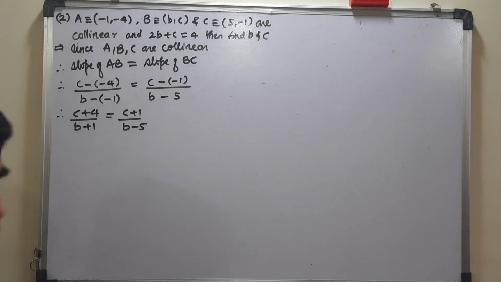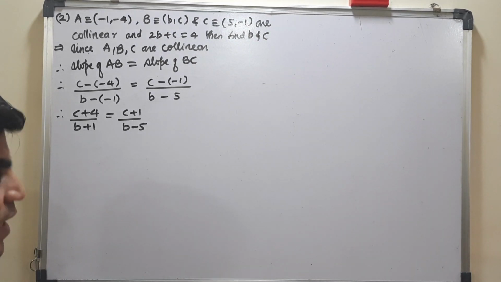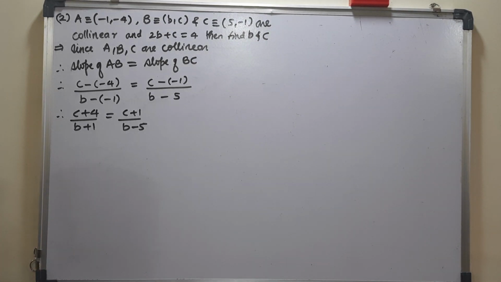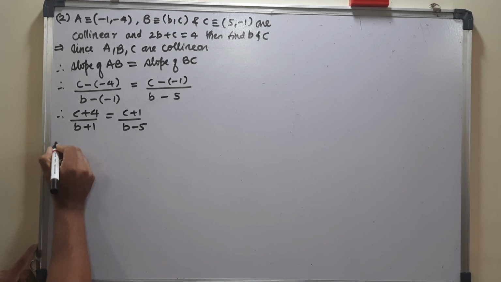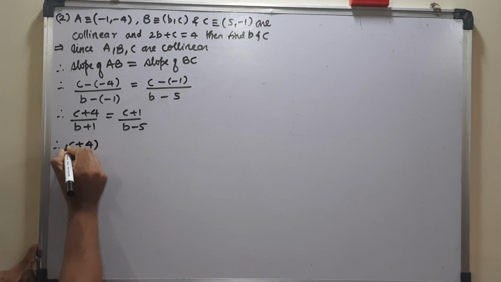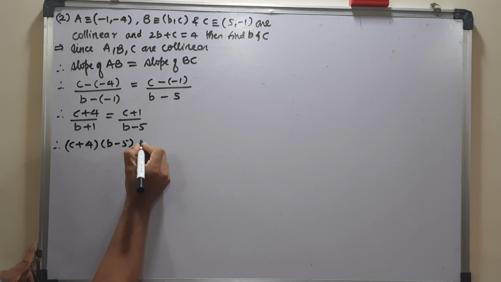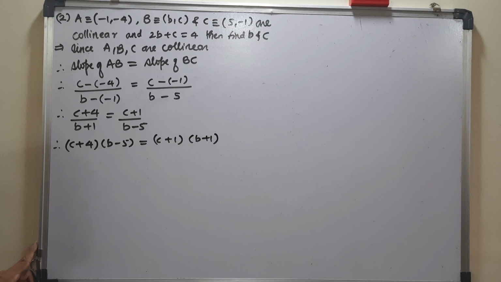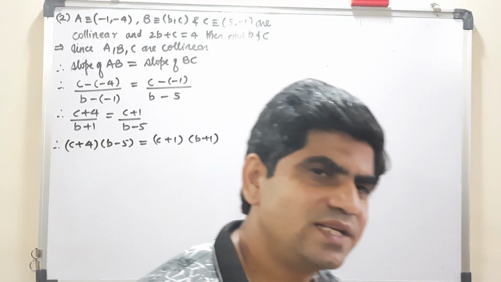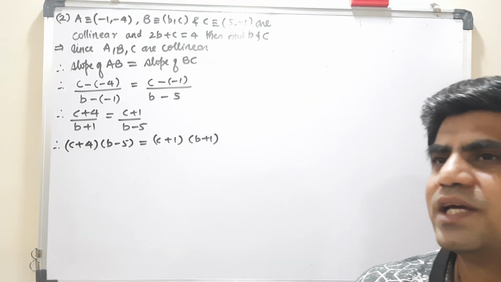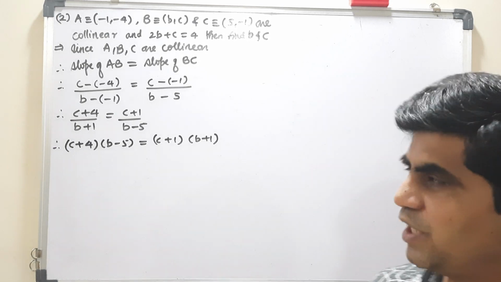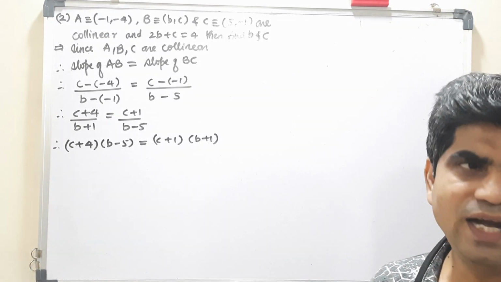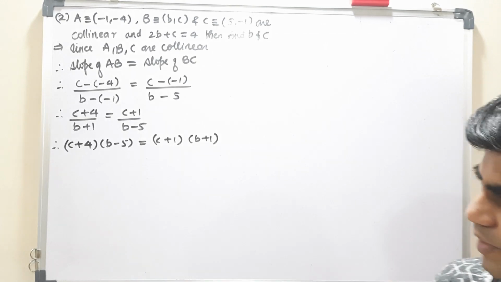Right? So obviously I don't have to do anything. I just have to cross multiply to check what result I am going to get. So I will get (C plus 4) into (B minus 5) is (C plus 1) into (B plus 1). This cross multiplication is the simple so-called word which we are using, but actually it is not cross multiplication. But right now we are not jumping into that particular part. We are not requiring that.